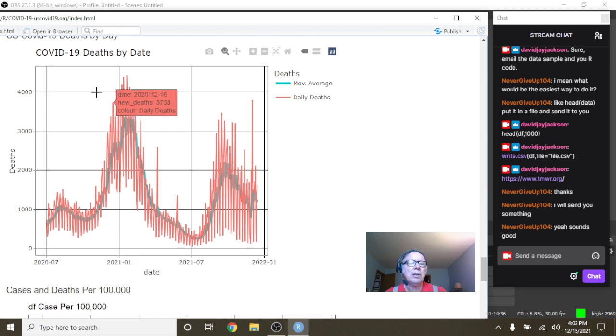And you can see over here that the U.S. had its highest spike in COVID-19 deaths on January the 20th, at 4,442, before declining all the way down to here.